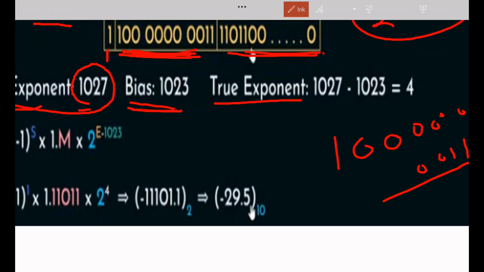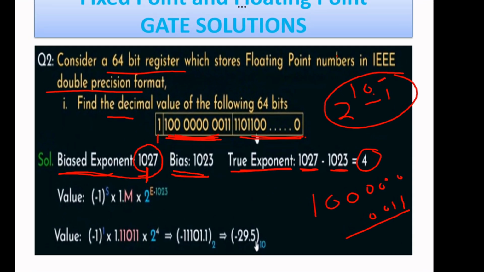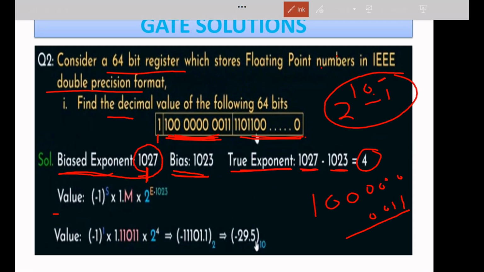So I will find the exponent E is equal to 1027 minus bias. Bias is equal to 1023. My value is equal to 4. So my representation of double precision form is minus 1 to the power s, 1 dot mantissa, 2 to the power e minus bias. Bias is equal to 1023. So I am writing E is equal to 1024 minus bias, which is 2 to the power 4.